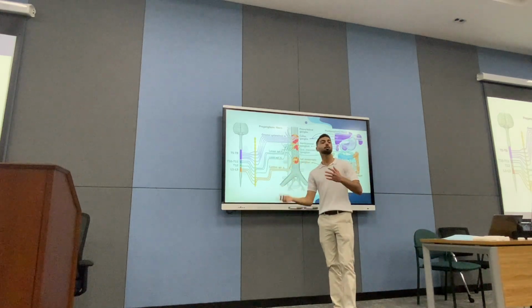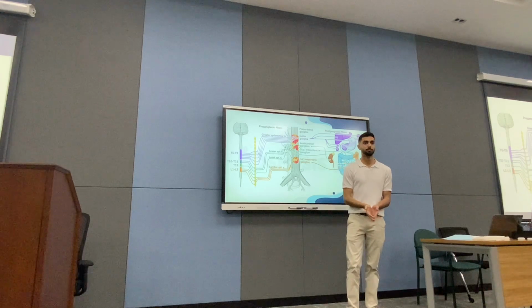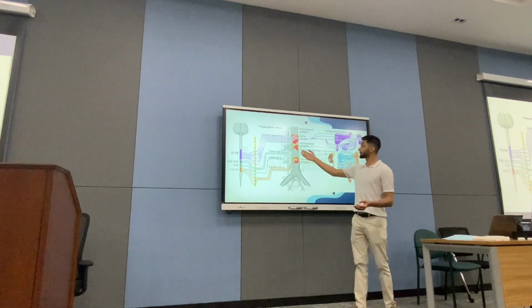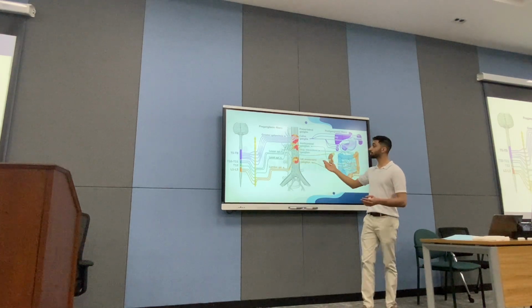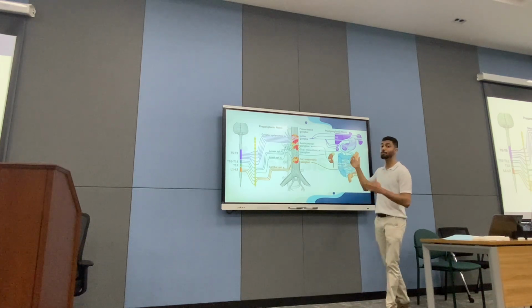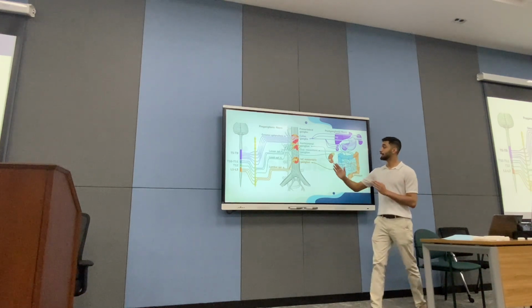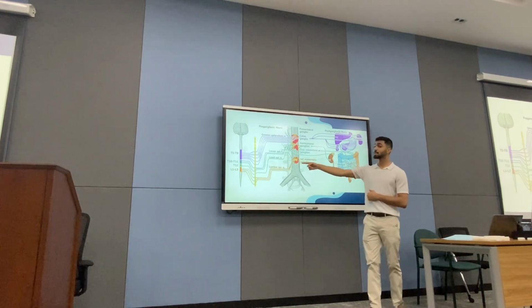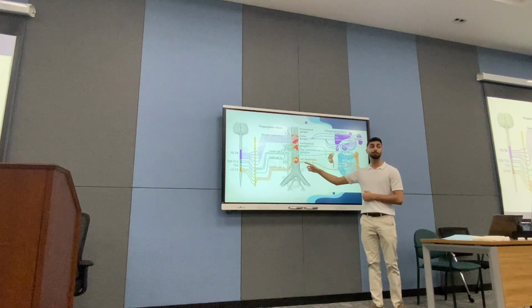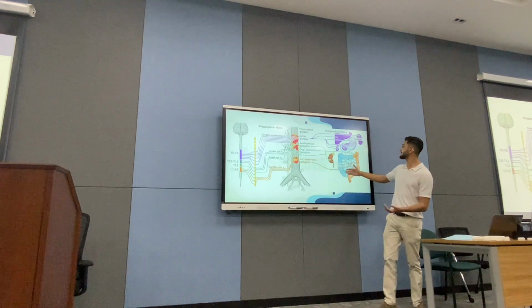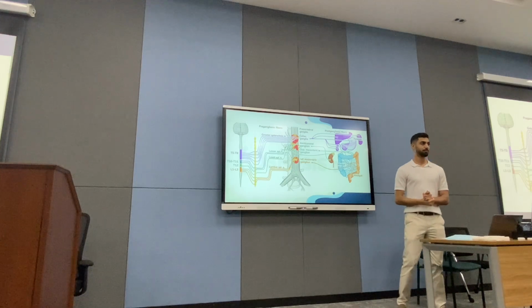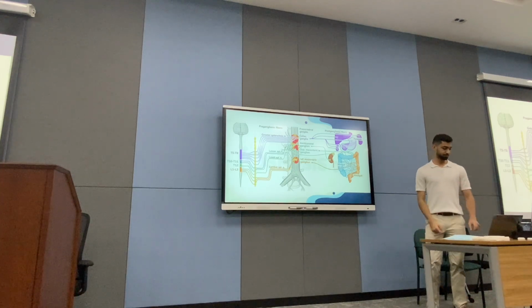T10 and T11, including T9, give rise to what? Lesser splanchnic. Which synapse with what? Superior mesenteric. Superior mesenteric, which supplies what? The midgut. Lumbar splanchnic nerve, it arises from L1 to L2, synapse with inferior mesenteric ganglion, which supplies the hindgut portion. Yeah, of course.